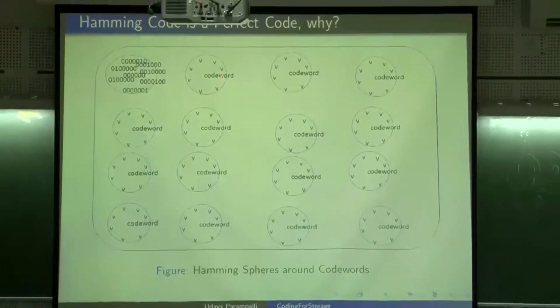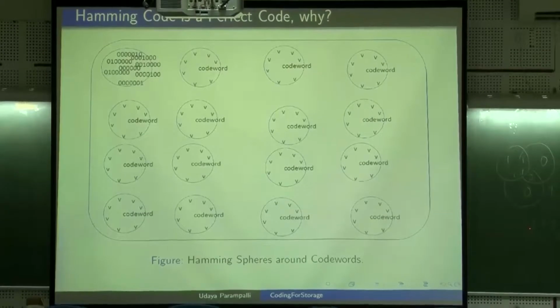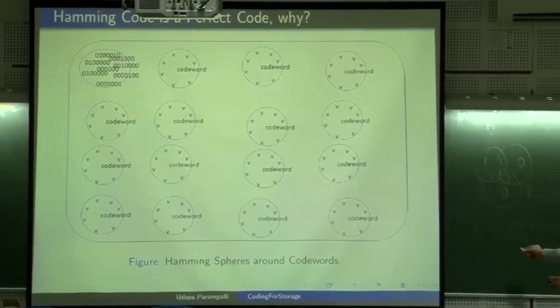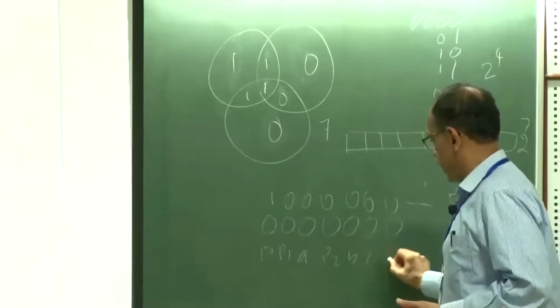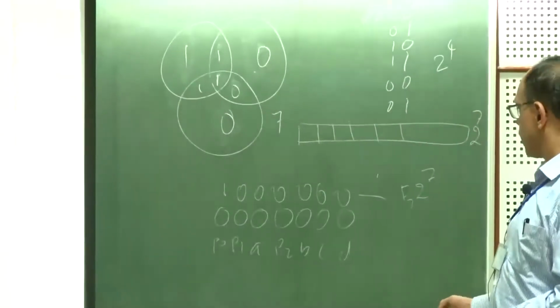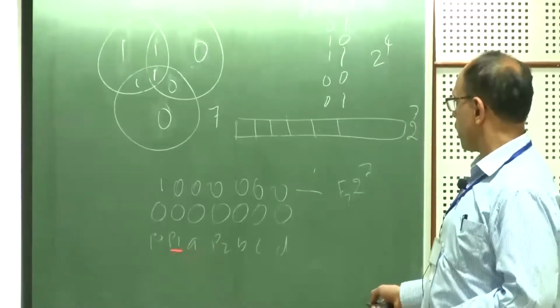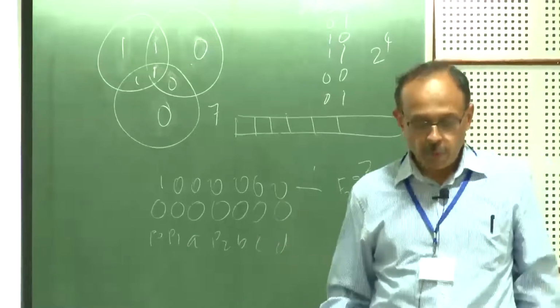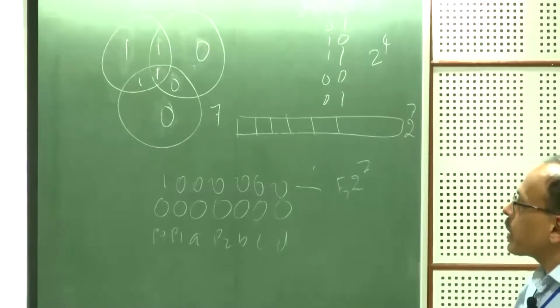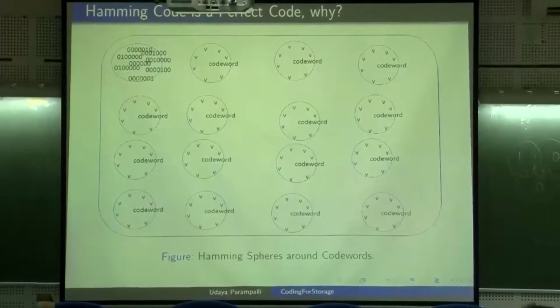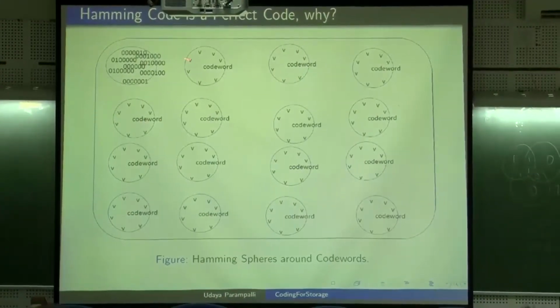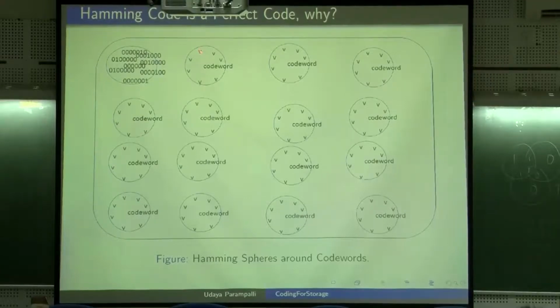I can do the same thing around each of the code words. Take another code word, say, with the layout P0, P1, A, P2, B, C, D. There are 2 to the power of 4 code words in total, and I can start counting the words which are at distance 1 from each. Because I can correct a 1-bit error, a word at distance 1 from one code word can never be in another sphere, because that would be a contradiction.